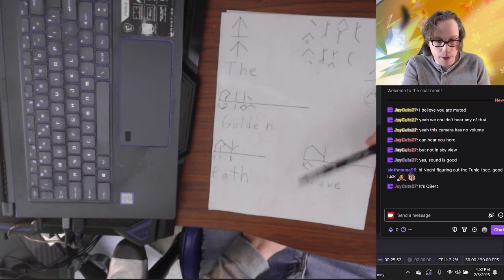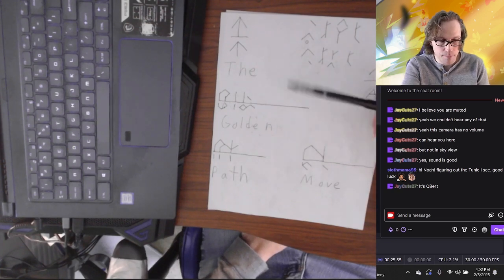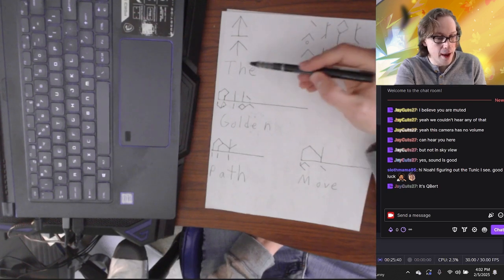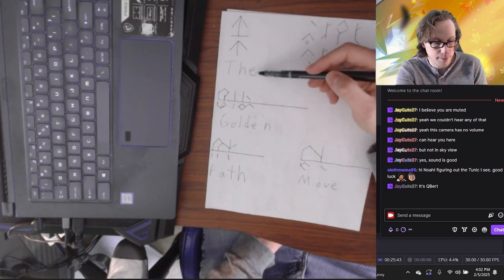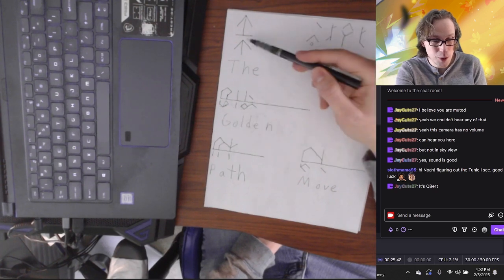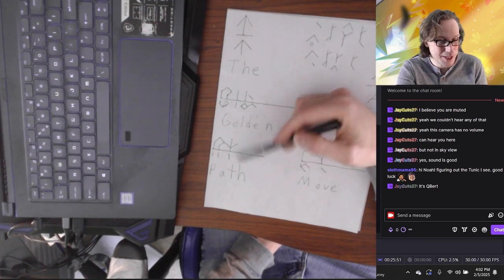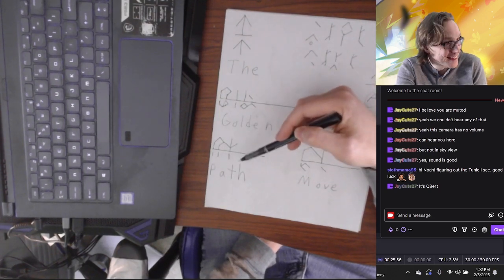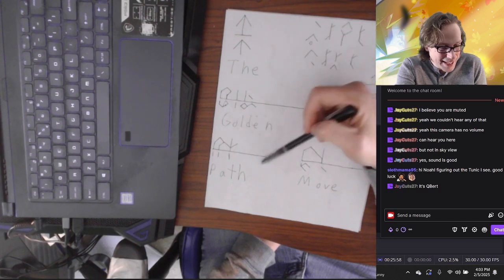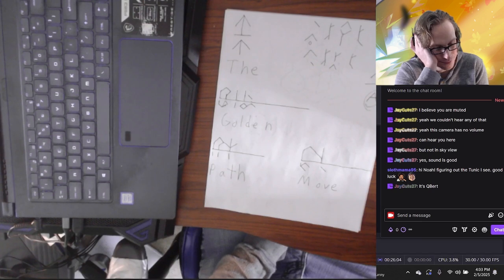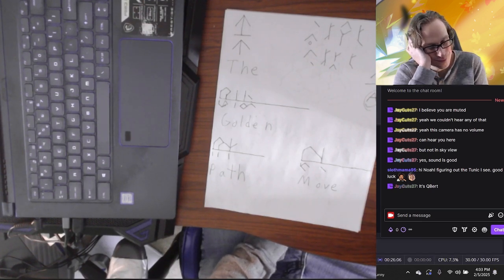In any case, with these being the possible words we know, the golden path, I want to talk about the fact that we have TH here, the, and path. You would think there'd be some sort of similarity between the and path. And I guess I could look at this as an upside down version of this, but that's not... It doesn't make sense.